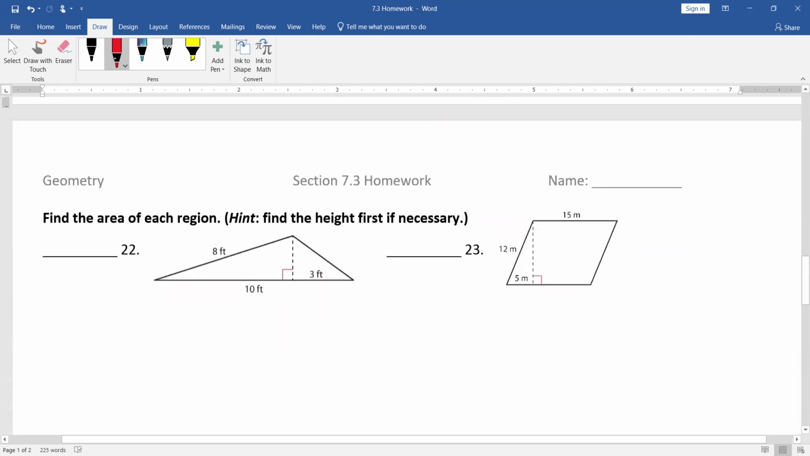So this next section is where we use the Pythagorean theorem to determine the height of a polygon. And then once we know that, we can use that height to calculate the actual area of that polygon. So the important thing about this is this 10 feet right here is the entire side of this triangle. They're just giving us the 3 feet because we need this part here, 7 feet.